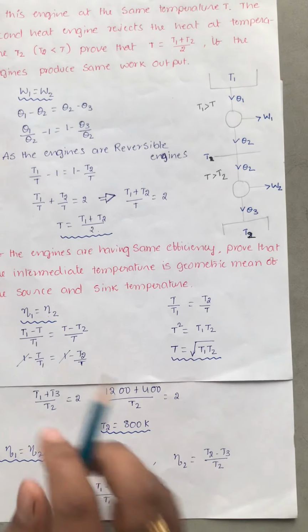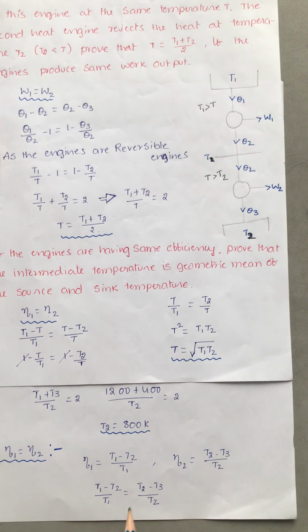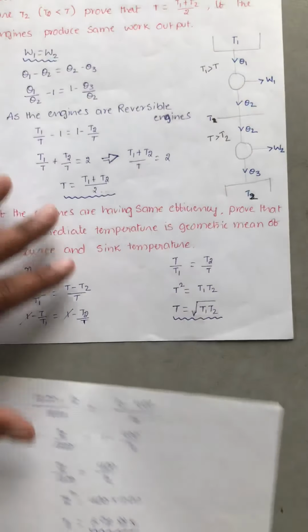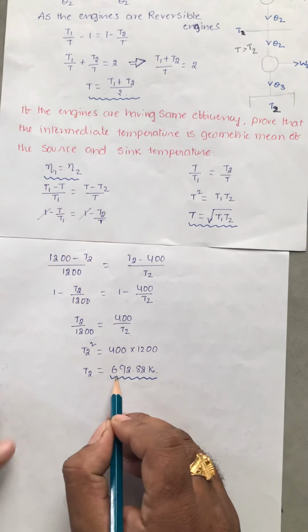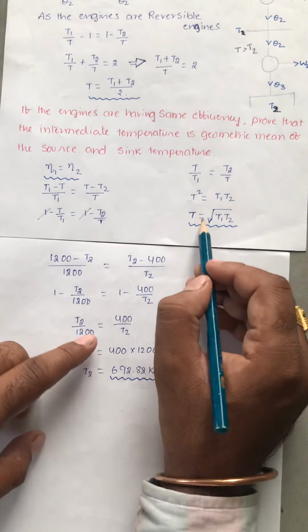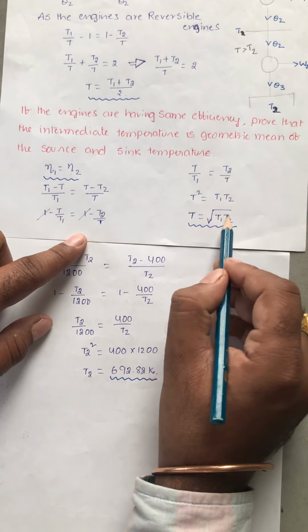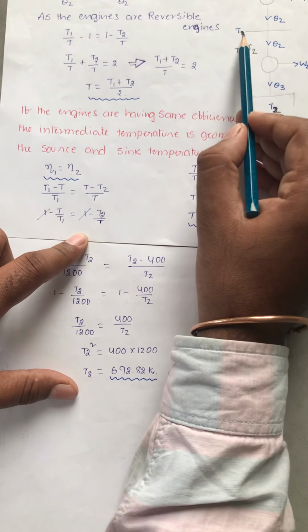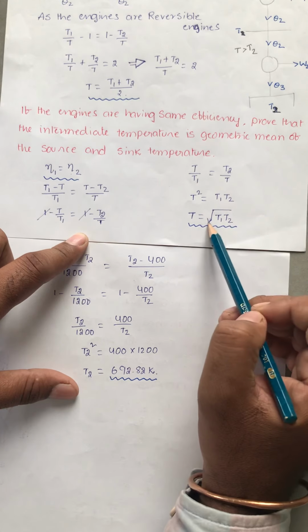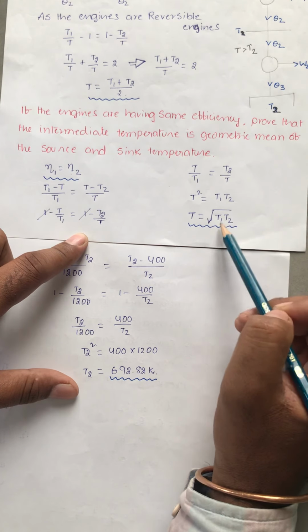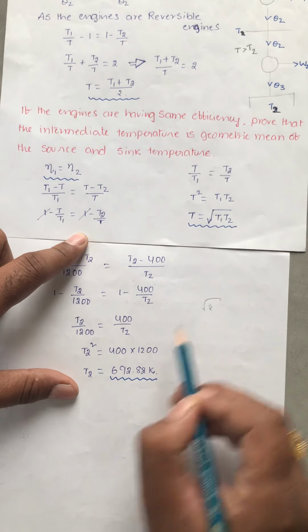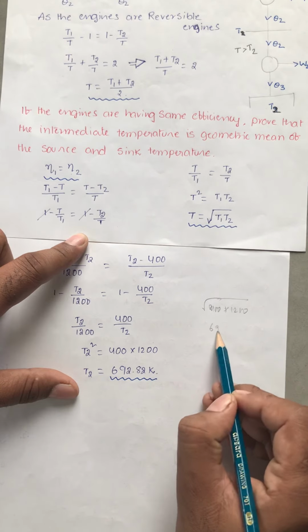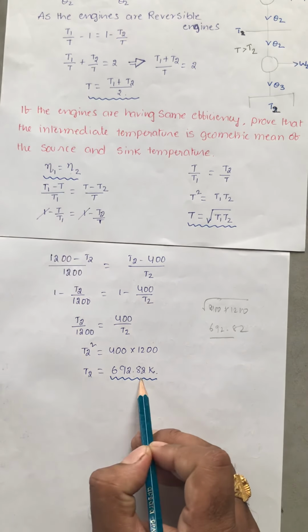Now, when the engines produce the same efficiency, what is the formula? T equal to root of T1 T2. Now, T2 is 692.82. If the engines have the same thermal efficiency, the intermediate temperature is the geometric mean of the source and sink temperatures, root of T1 T2. So root of 400 into 1200 gives 692.82 Kelvin. That is the temperature we got earlier.